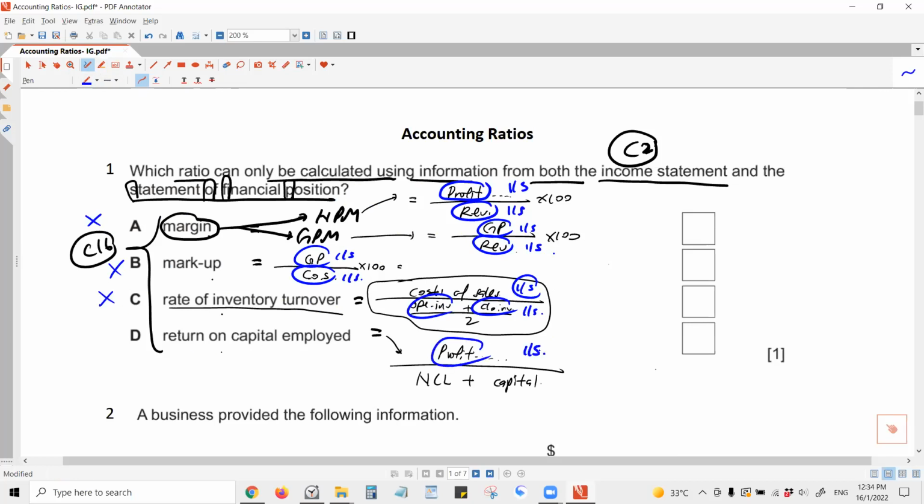Profit for the year comes from income statement. NCL comes from the SOFP. Capital comes from the SOFP. So the answer is D. Okay, so you see how challenging this question is. So it may be something you see in the future exam. Okay, so be prepared for all this.